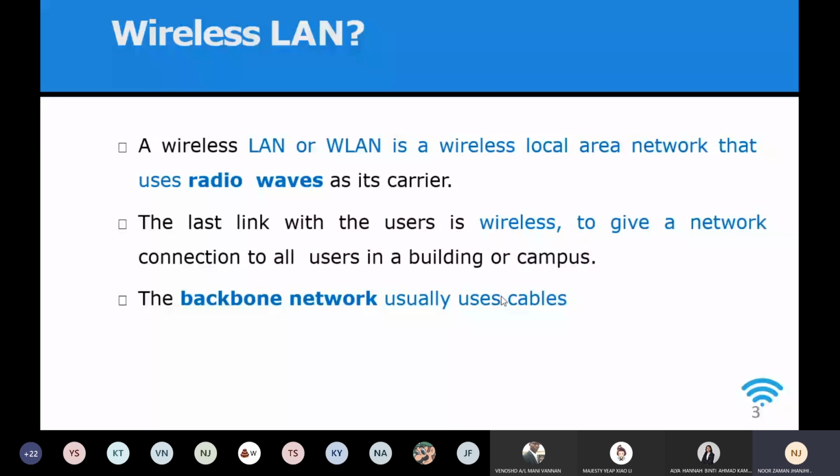And again, the backbone network usually uses cables. The same concept that we just discussed a few minutes before on the previous slide. So the things are simple, but we are going towards the more conceptual things. When things are simple, these are only for your recap, and we will go a little speedy. When things need our concentration, we will spend more time on that.